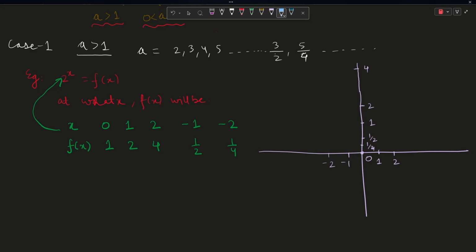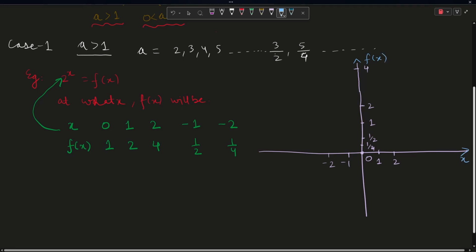Now let's draw the points. This line is f of x, and this line is x. So when x is 0, f of x is 1, right? This point. When x is 1, f of x is 2, somewhere around this point. When x is 2, f of x is 4, somewhere around this point. Similarly, here are the points for -2 and -1.